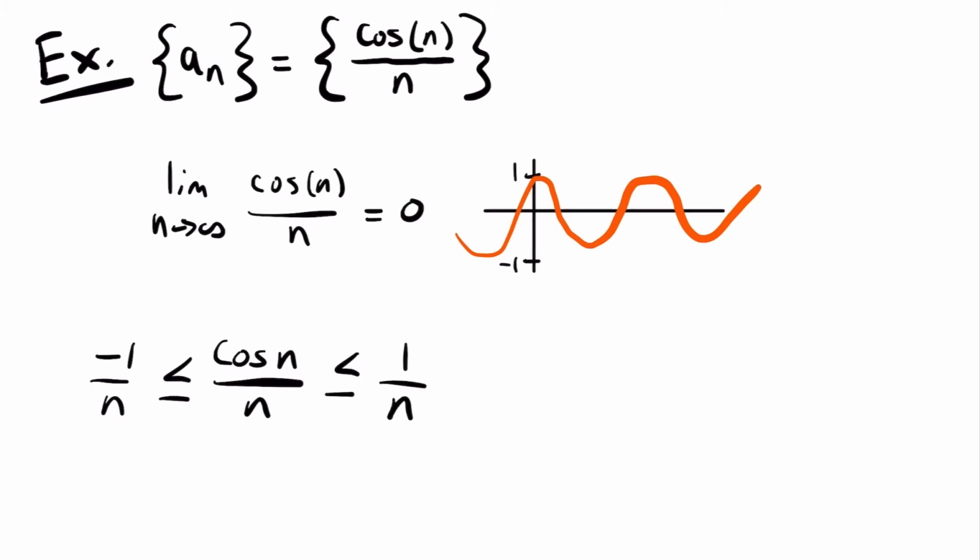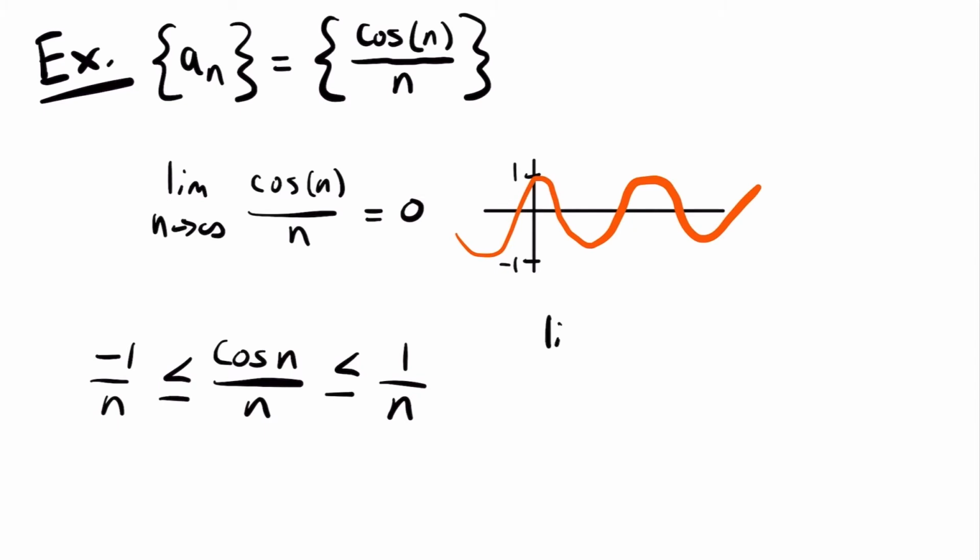Right, so we keep that denominator the same, but since we know that cosine of n is going to oscillate between negative 1 and 1, and it will never be greater than 1 or less than negative 1, then we can say that that sequence is between those two sequences. And we know what the limit is as n approaches infinity of these two sequences.